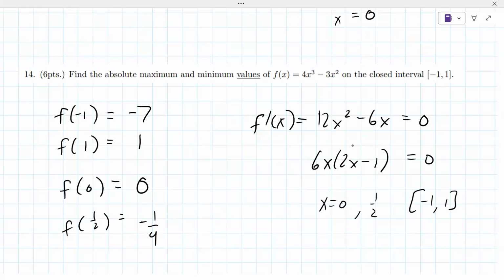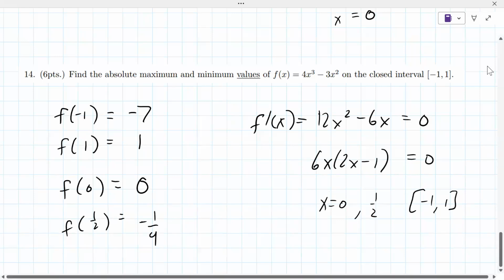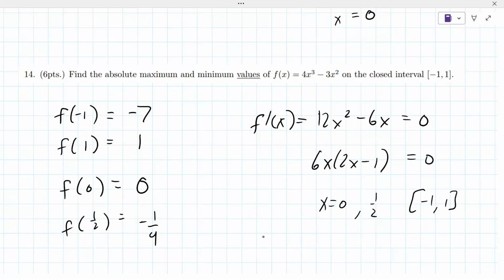So it actually didn't really help much, but now you can say which is the max and the min. Negative 1, -7 is still the min, right? Absolute min, yeah. And what's the absolute max? 1 and 1.